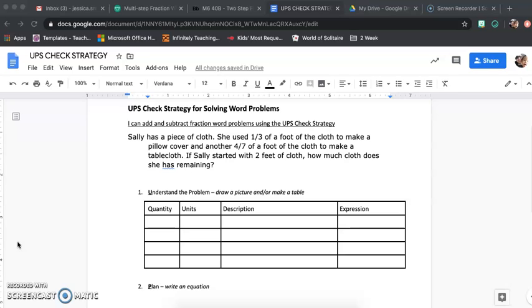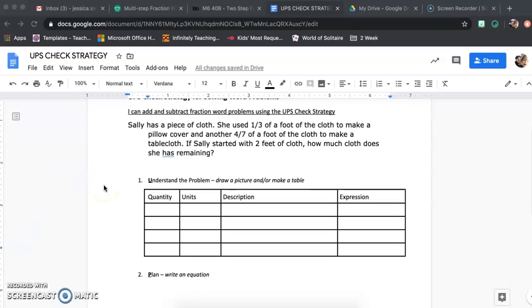I have a word problem already up, and I just pulled this off the internet. You might see it again. Hint, hint, wink, wink. Sally has a piece of cloth. She used one third of a foot of the cloth to make a pillow cover and another 4/7 of a foot of the cloth to make a tablecloth. If Sally started with 2 feet of cloth, how much cloth does she have remaining? That's what we have. I just copied and pasted this. Y'all know how I am.